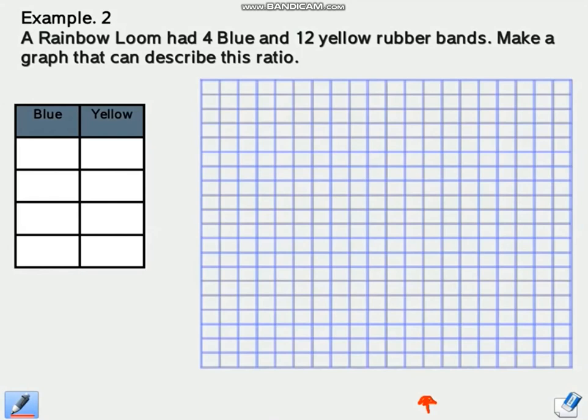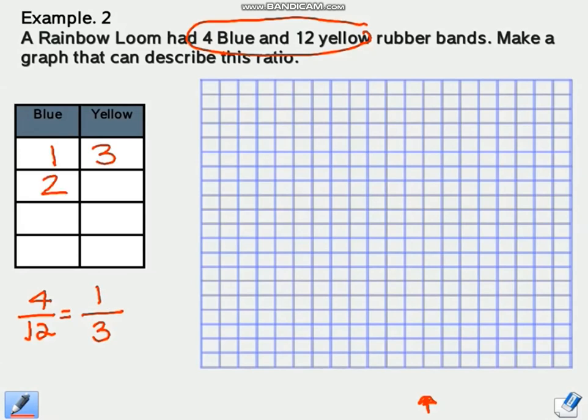I don't have anything labeled in terms of what my axes should be, and we're going to have to fill that in ourselves. You might also notice that the ratio that I gave you, 4 to 12, isn't in lowest terms. So before we put that into our table, let's put that into simplest form. So 4 to 12 reduces to 1 to 3. So I'm going to start with that, 1 to 3, and then I'm going to follow that with 2 to 6, 3 to 9, and then the one that was given in the problem, 4 to 12.